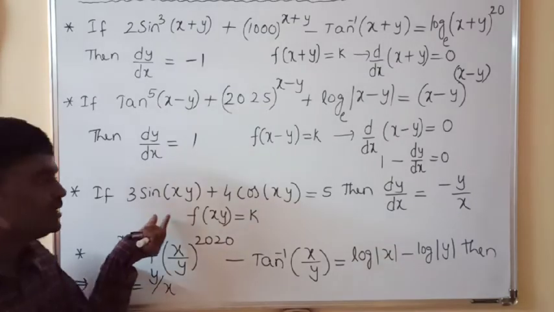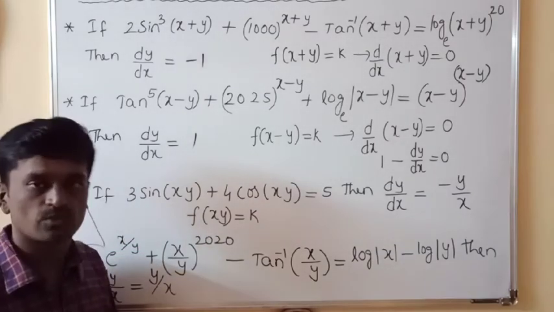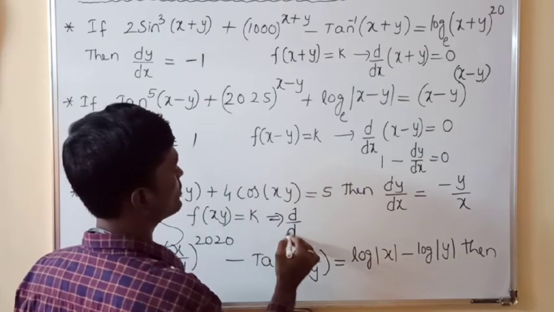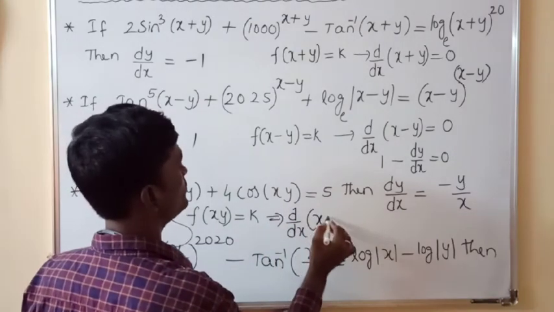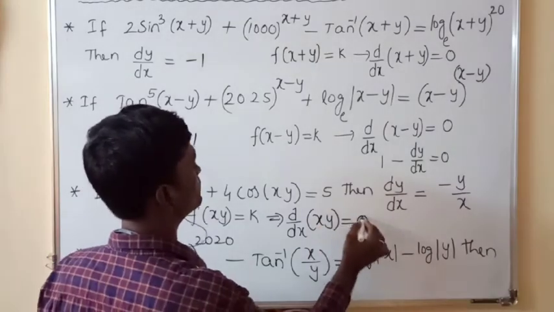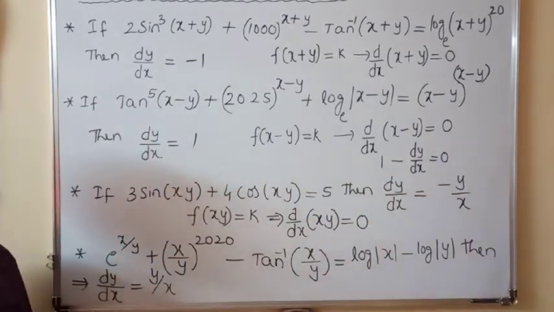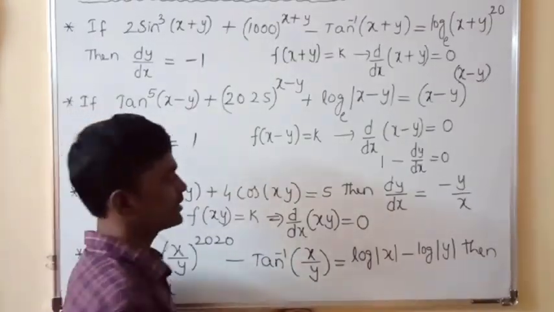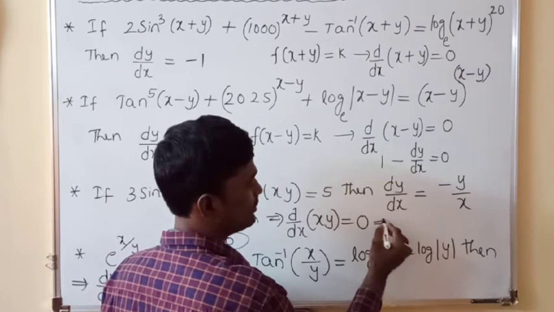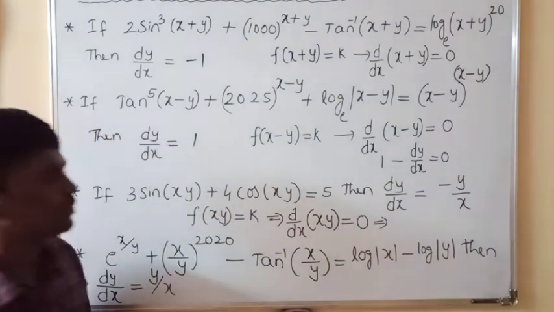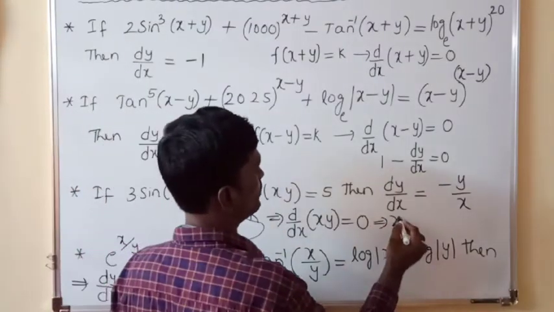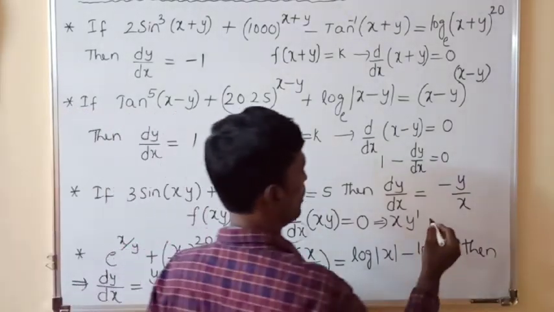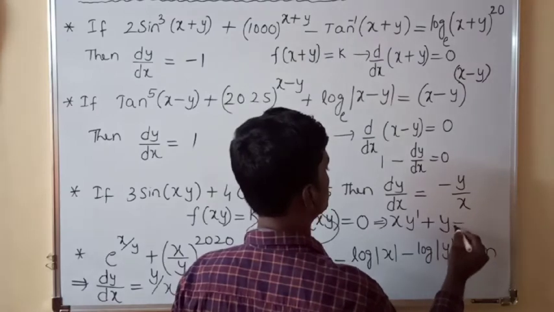The given equation is in the form of a function of xy equals k. Then to get dy by dx, you have to solve d by dx of x into y equals 0. So x into y means what? The u into v formula. If you apply the u into v formula to d by dx of x into y, what do you get? x into the derivative of y, that is y dash or dy by dx, plus y into the derivative of x with respect to x.